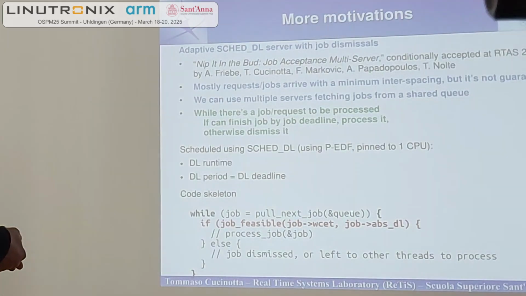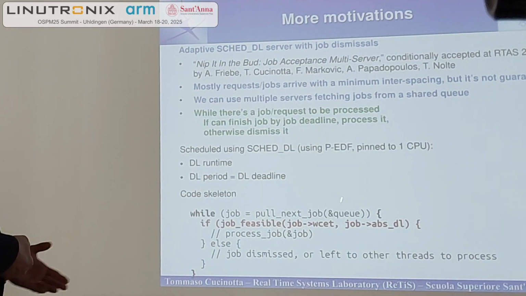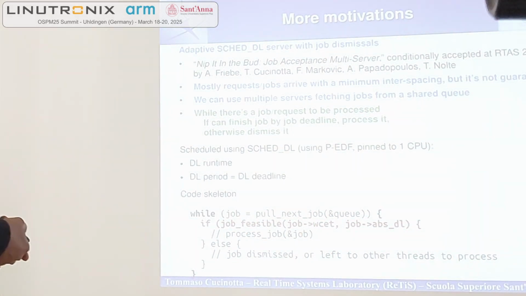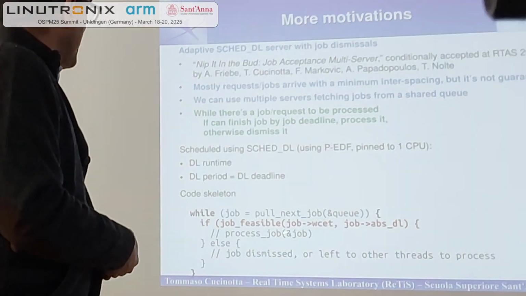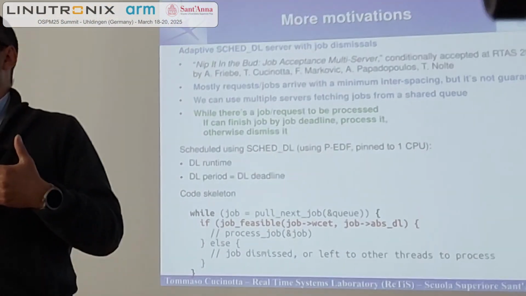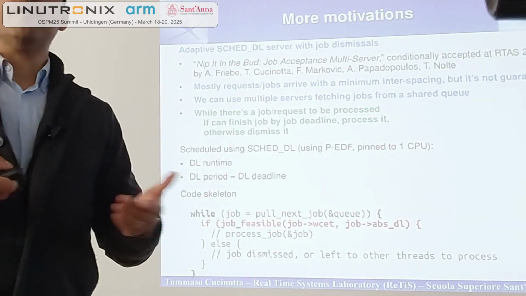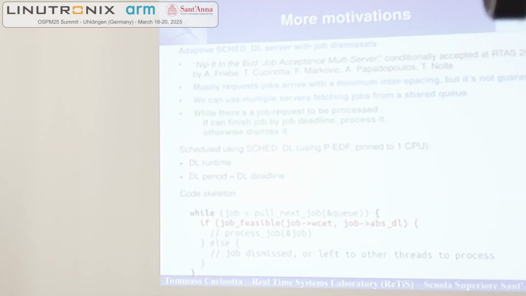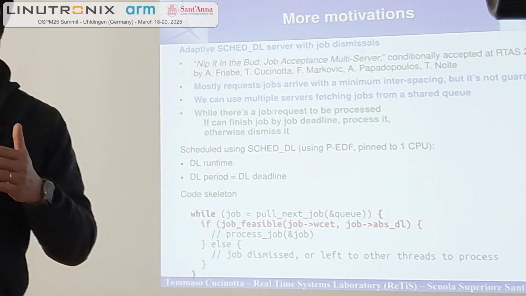I take a job, then I see if it's feasible to serve this job, given the job's worst case execution time, given the best estimate I have of my job execution time, and given the absolute deadline of the job. Then I can process the job. Otherwise, I dismiss the job, or we can leave it to be picked up by another thread in the pool, because we have a pool of deadline server threads, each one not really aligned with the other. So they may have different deadlines, they might have consumed different runtimes at any time.